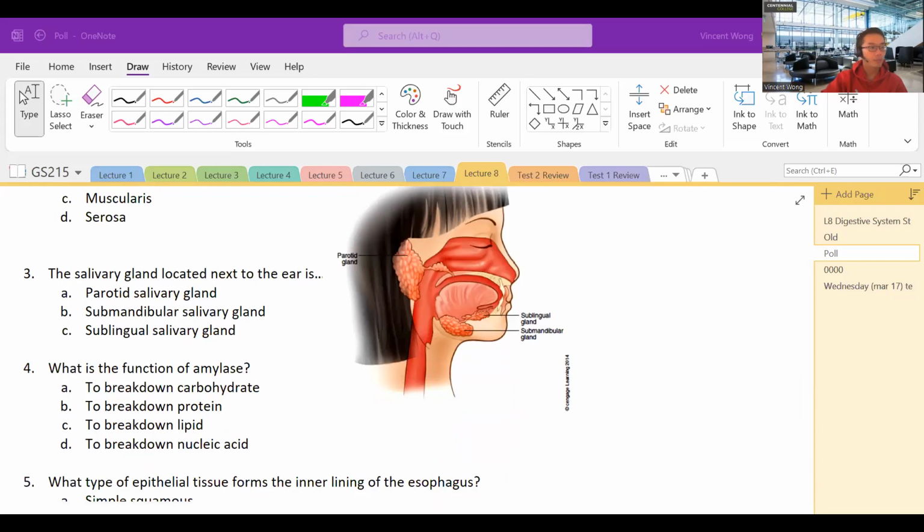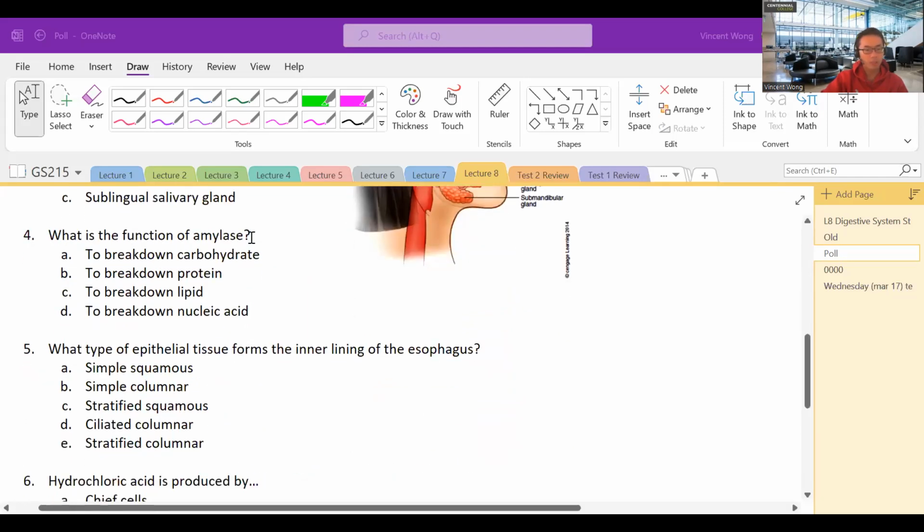Okay, let's try a few more. Number 3. Yep, it's the one next to the ear. It's actually labeled right here. What is the function of amylase? We talked about that multiple times already, it is to break down carbohydrates. So I'm not going to ask you to do that, but let's do number 5, please.